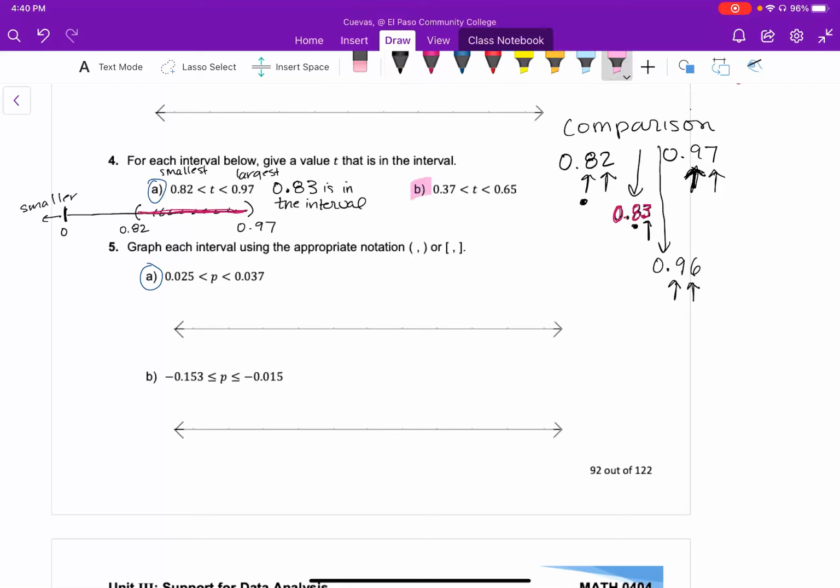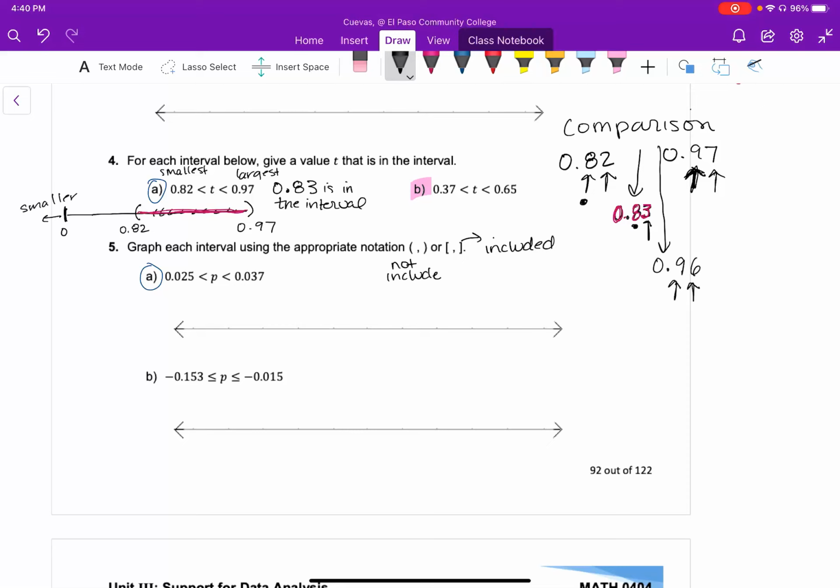You try B. Number 5, graph each interval using the appropriate notation, and we have the parentheses. Recall that this is not included, and the brackets are included. What does it mean to include something? It means that value, let's say if we include 4, 4 can be the answer. If it does not include 4, then 4 cannot be the answer. It has to be smaller or larger.